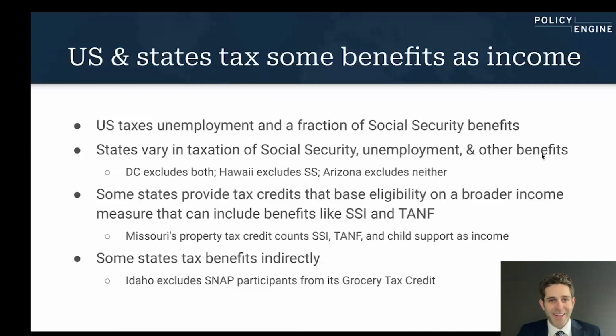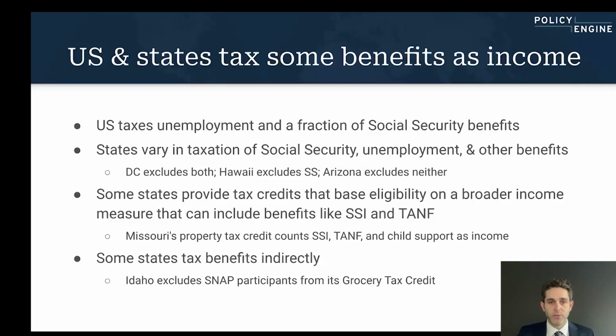And then I tried to do this with the taxes, but it ended up being easier to just sort of write it out. There are interactions between the tax side and benefit side in that many governments tax benefits as income, but it's not always consistent, especially across states. So just a few ways in which this happens. The US does tax unemployment benefits, and it taxes a fraction of social security benefits. States vary in how they tax these benefits as well. So as one example, DC excludes both social security and unemployment benefits from taxable income. Hawaii only excludes social security, so it does still tax unemployment benefits, and Arizona counts both as taxable income.